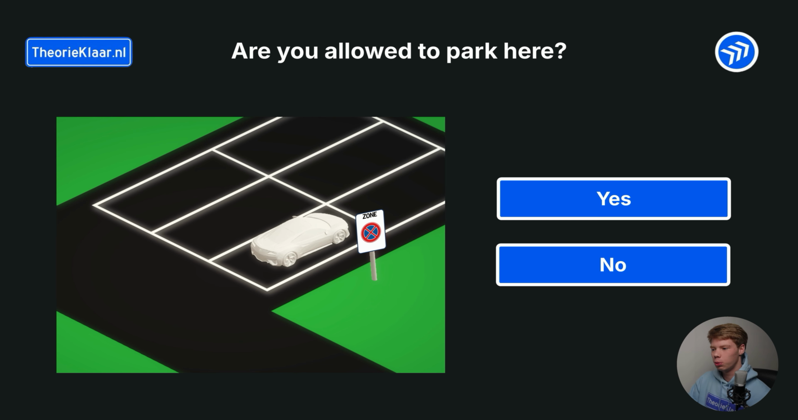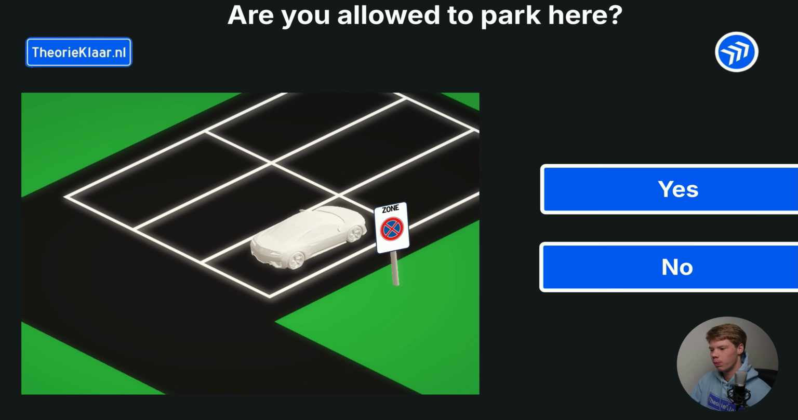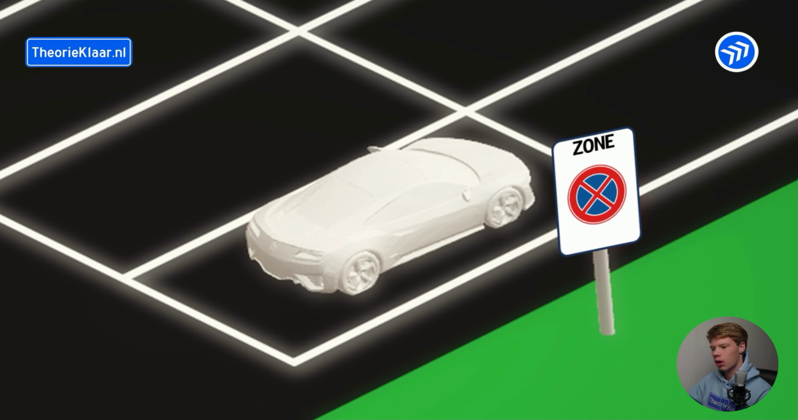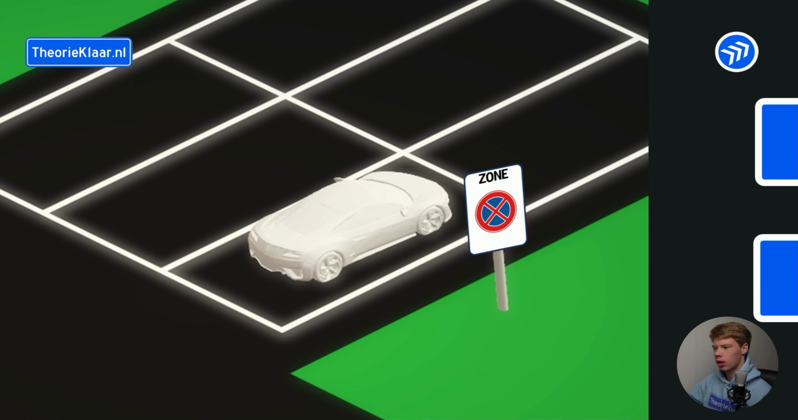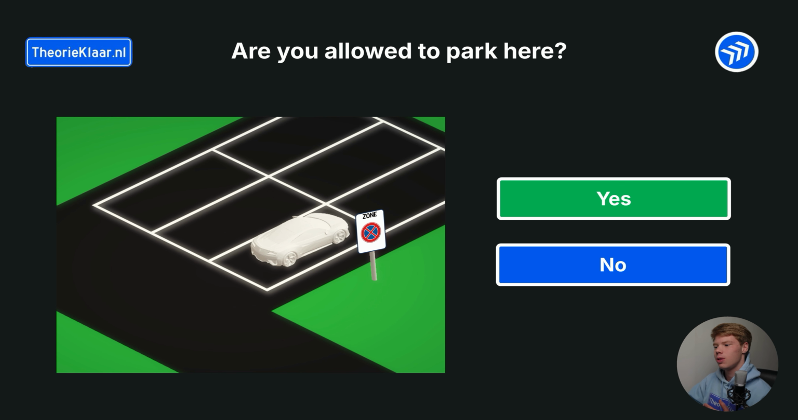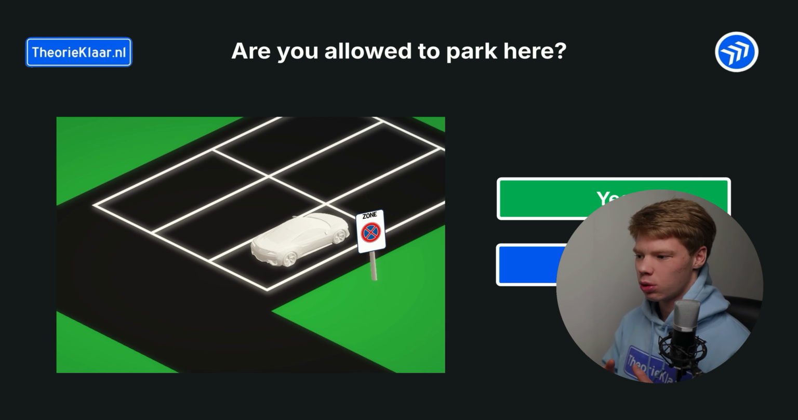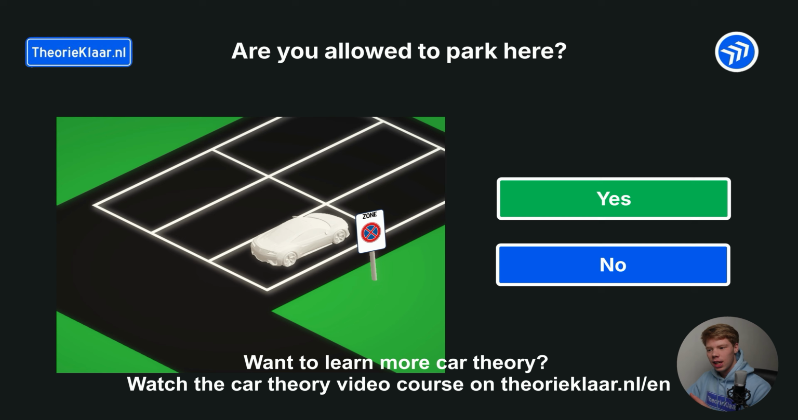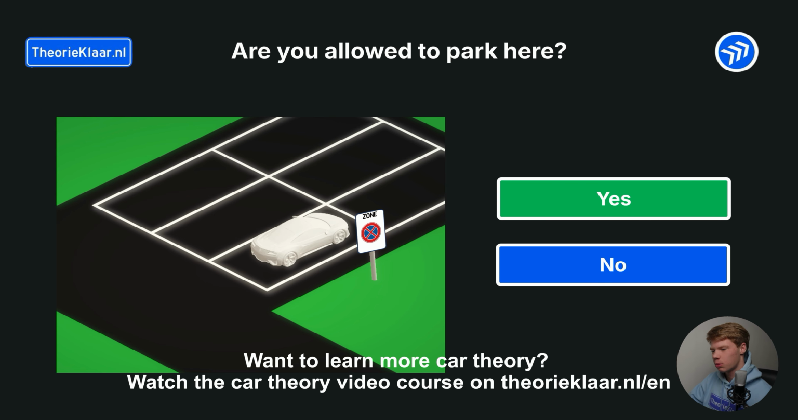Are you allowed to park here? Yes or no? When you take a look at the sign, you can see it says this is a zone where you are not allowed to stand still or park. But the right answer is yes, you are allowed to park here, because the sign states that you are not allowed to park outside of the designated parking spaces. So parking is allowed when there is a parking space.